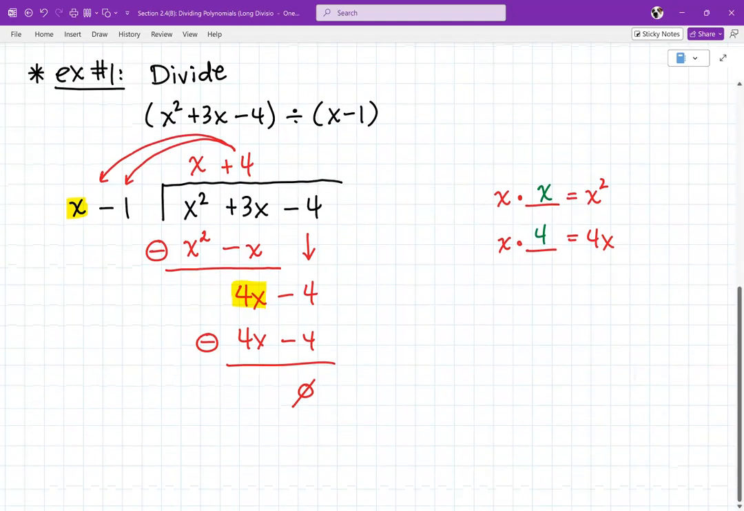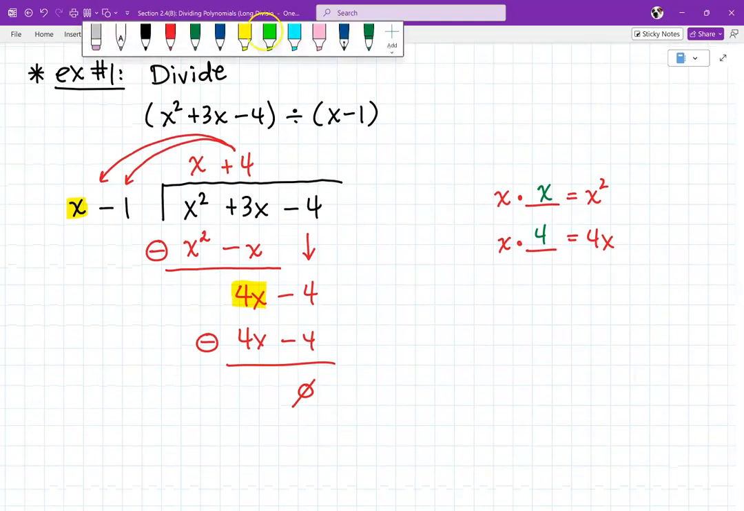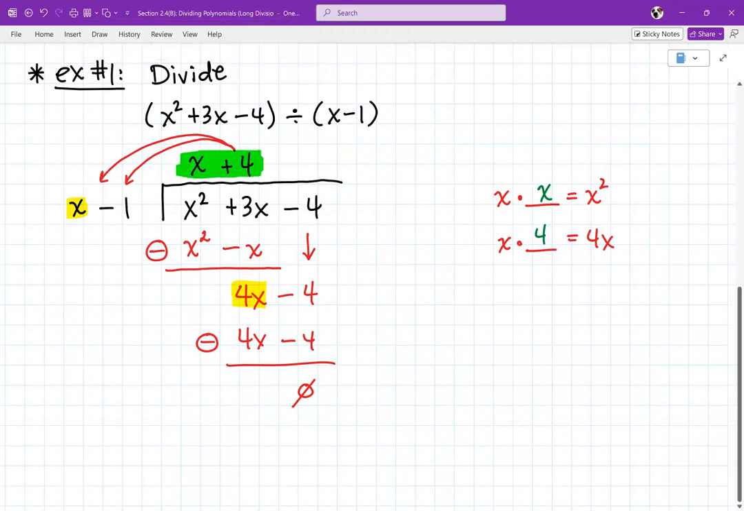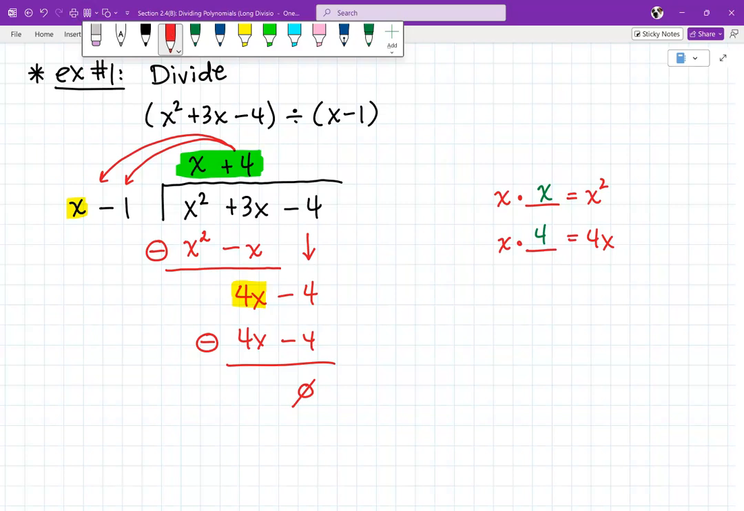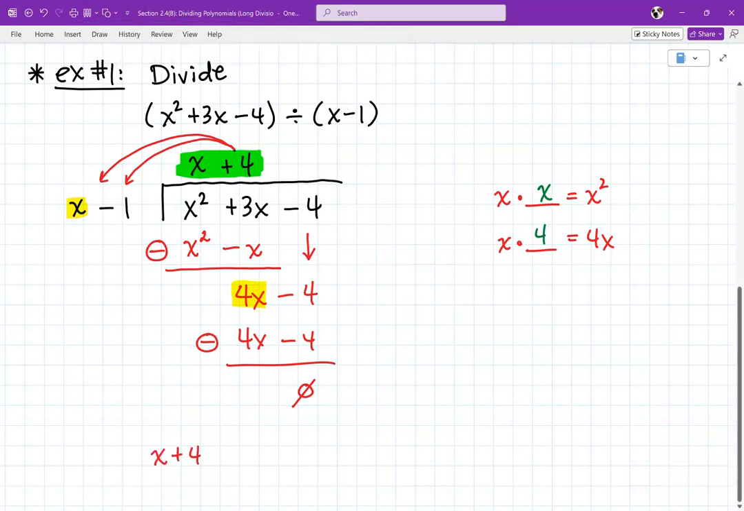So I'm done. What's my solution? My solution is up here. This is what we call our quotient. That's my result. So here's my answer: x plus 4. Is there a remainder? No, right? 0. So here's my solution: x plus 4.